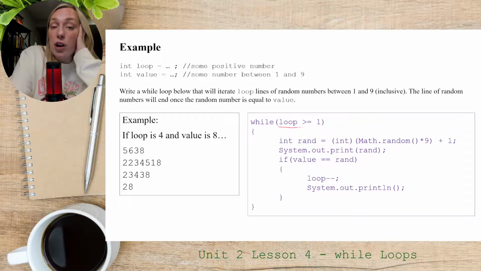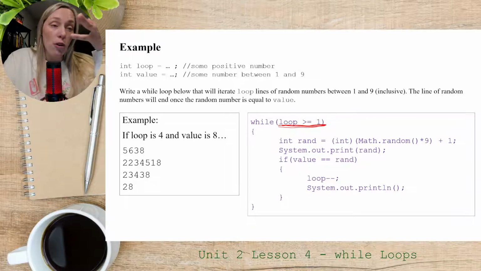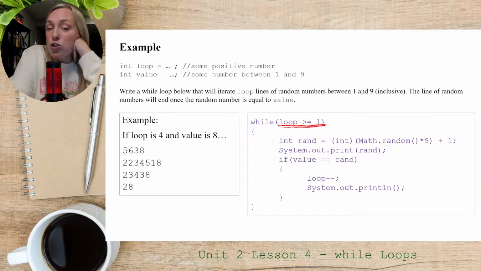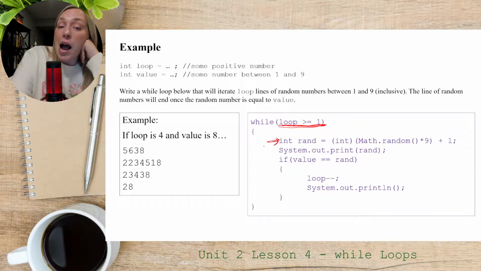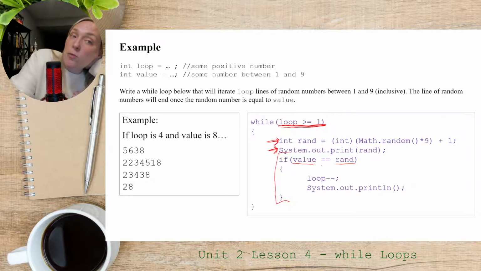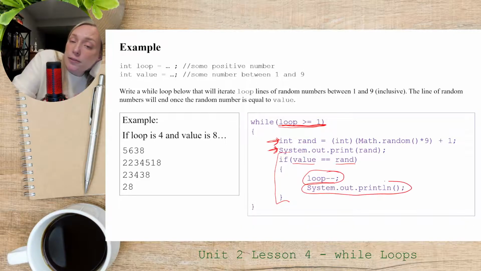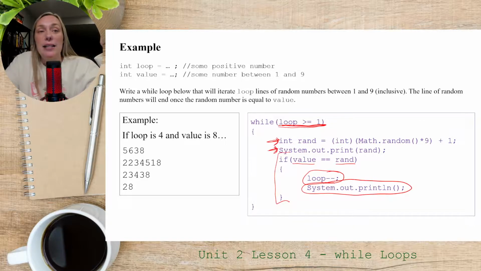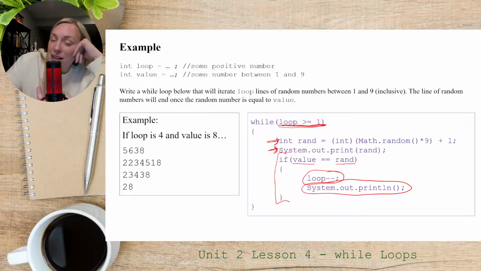While my loop is greater than or equal to 1, okay, again, loop could be anything. In this example, it's 4, it could be 100. I want to generate a random number between 1 and 9. I want to print off that random number. That's that code. And then I want to run an if statement. I want to check if that value is equal to my random number, whatever value is. Not only do I want to decrease the loop by 1, I want to print off that new line.